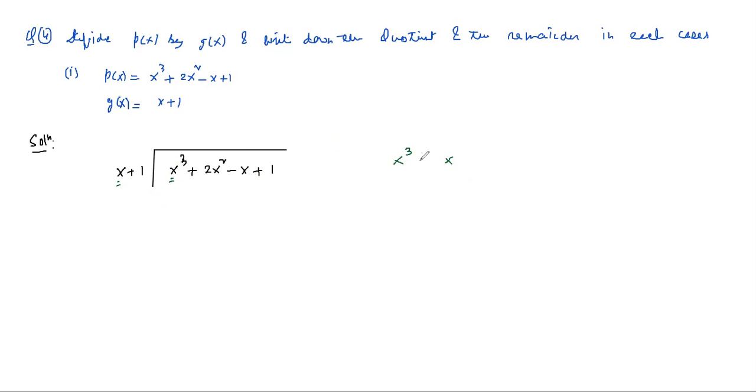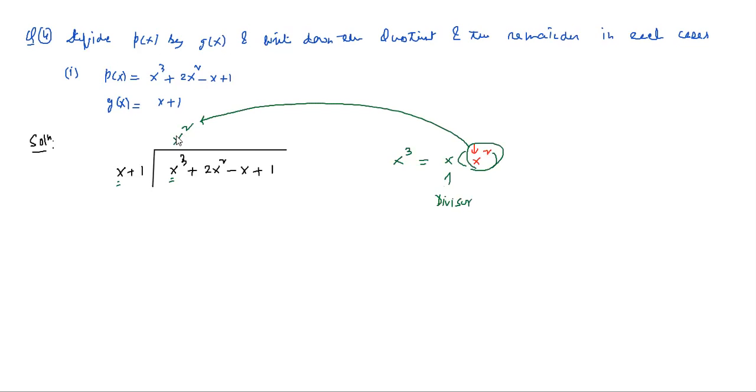Okay. What is the first term of the divisor? x. Now there should be an equal sign, and something should be multiplied with the divisor. This is the task you have to do. So what must be multiplied with x, or what must be put here, so that I get x cube? Easily you can identify that it is the term x square. I should put x square here. This is what you have to understand.